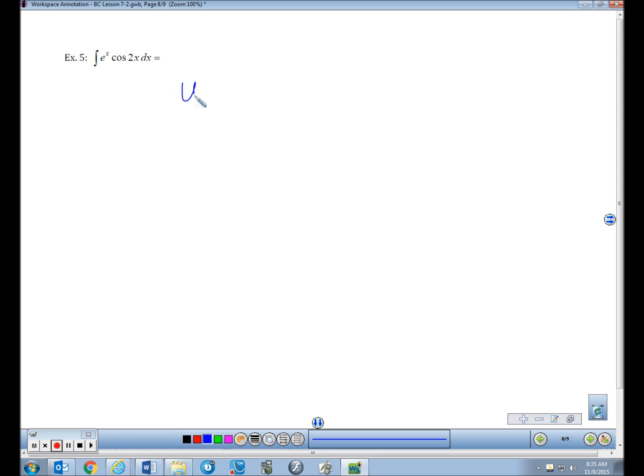I'm going to choose cosine to be the u only because it has a 2x in it. If my e had had a 2x, I would have made that my u. It's only because taking the derivative of that is a little bit easier than dealing with the integral, because the derivative is just going to be negative 2 sine 2x, whereas if I had done the integral, it would have ended up being 1/2 sine 2x. So this eliminates using fractions. And then this is going to be e to the x.